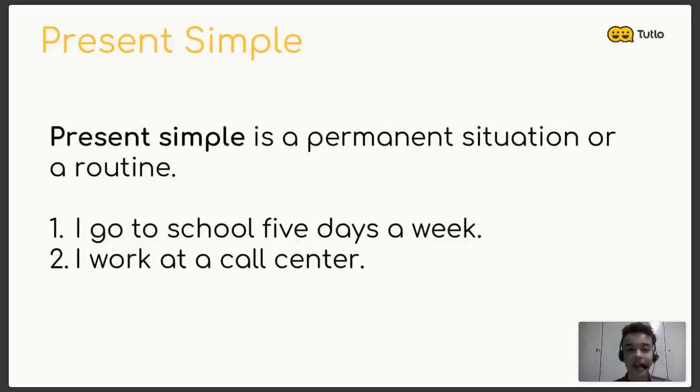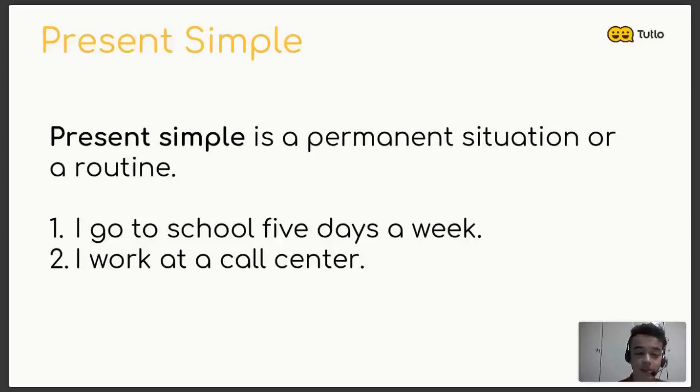So, take a look at the 2 sentence examples for the present simple tense. All right. Number 1 says, I go to school 5 days a week. That is a routine, right? He goes to school 5 days a week. That is an established routine, right? It's not like he goes to school every few weeks, every other day, or something like that. He goes to school 5 days a week. He goes there consistently. That is his routine or permanent situation.